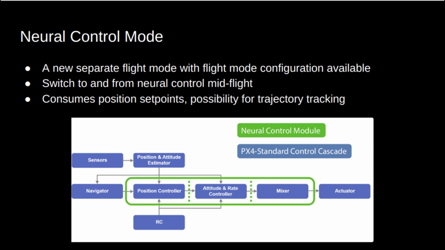In this work, we trained an end-to-end position setpoint controller. The controller consumes position setpoints and moves the drone to the setpoint by providing direct motor commands. Since the neural control comes as a separate flight mode, it is possible to switch between classical controllers and neural control at any time during flight.